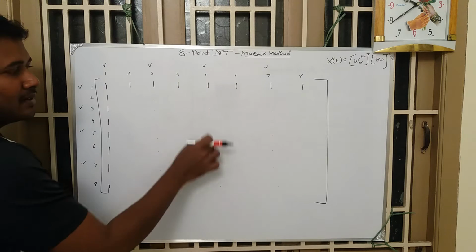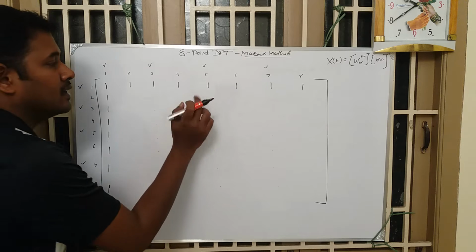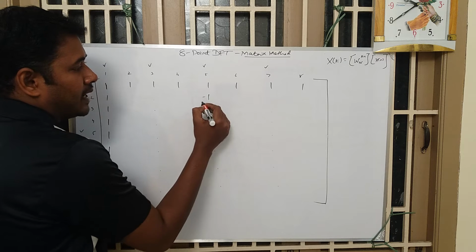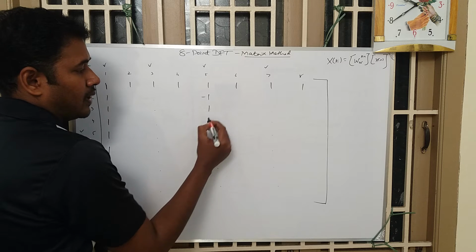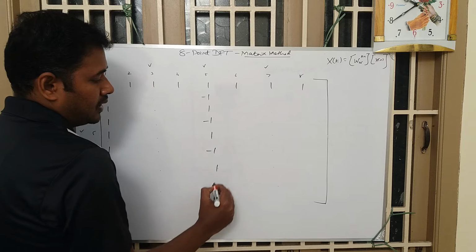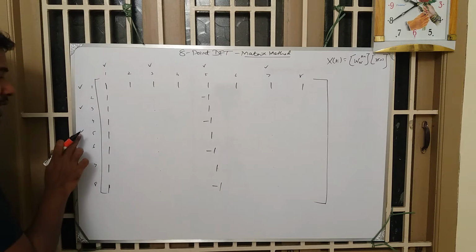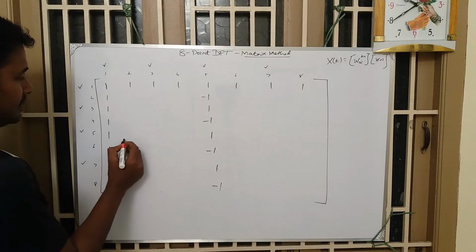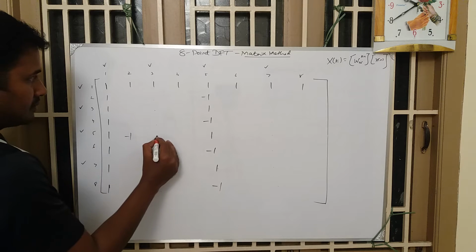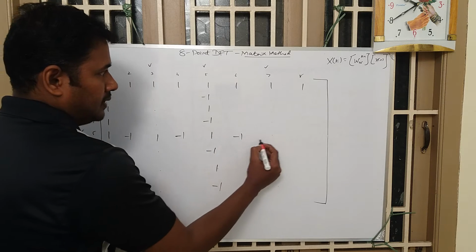Take the middle one, the fifth column. We already have a value of 1, so next it is minus 1, next 1, next minus 1, then 1, minus 1, 1, minus 1. It comes in an alternating order. Similarly for the fifth row, the same: minus 1, 1, minus 1, 1, minus 1, 1, minus 1.